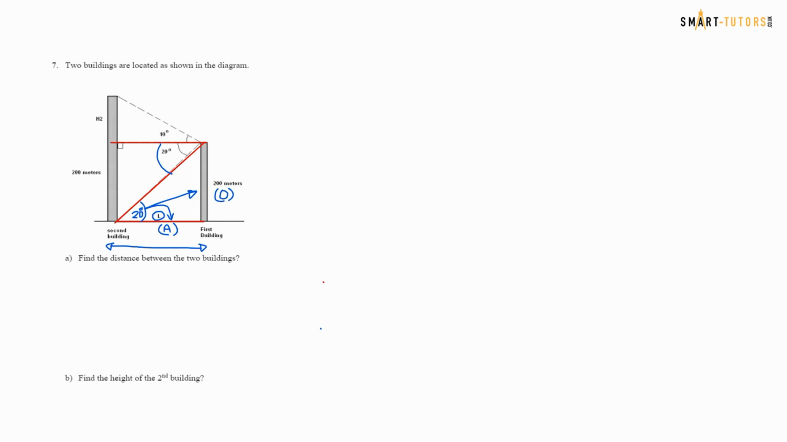So opposite, adjacent. If you write the SOHCAHTOA rule, which two sides interconnect in the equation, O and A? O and A is the tangent formula. So let's do the tangent formula. So tan 20 equals opposite, which is 200, over adjacent, which is L.